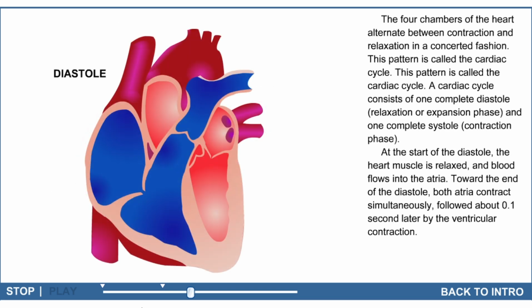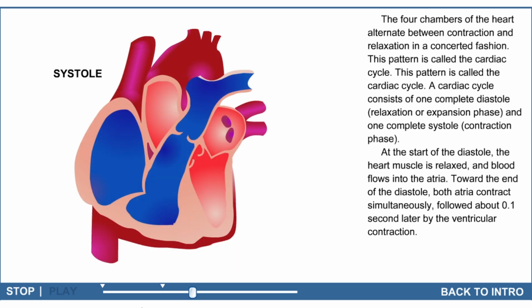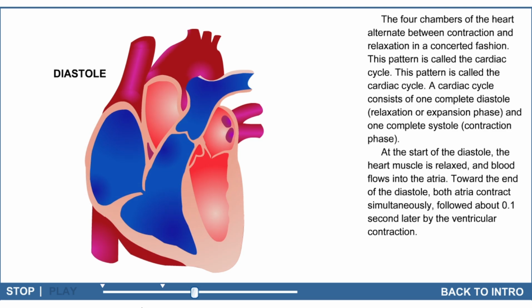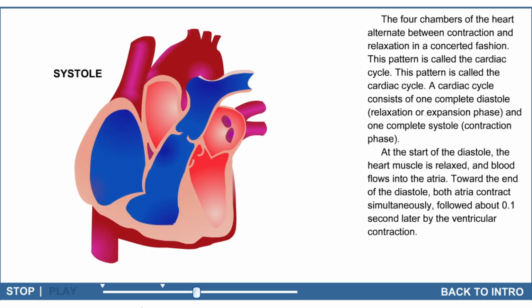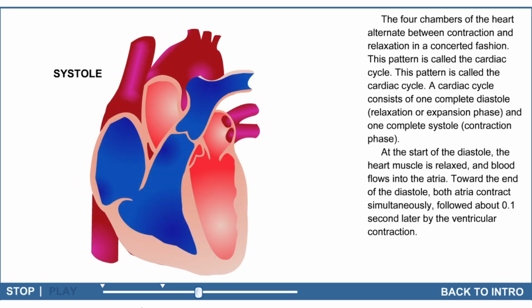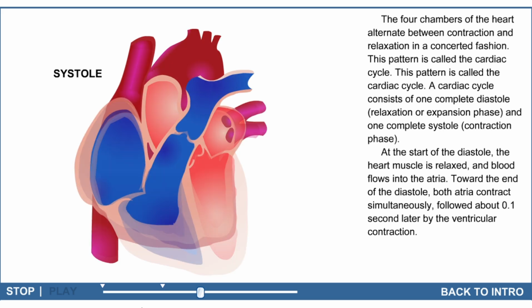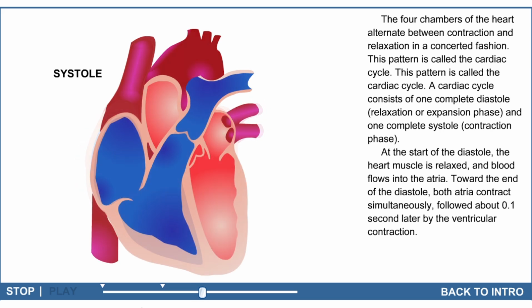The 4 chambers of the heart alternate between contraction and relaxation in a concerted fashion. This pattern is called the cardiac cycle. A cardiac cycle consists of 1 complete diastole, the relaxation or expansion phase, and 1 complete systole or contraction phase.